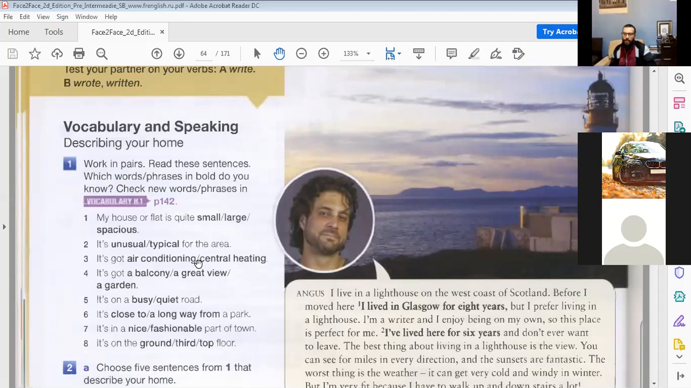How can we translate, by the way, the word typical? How can we translate it?